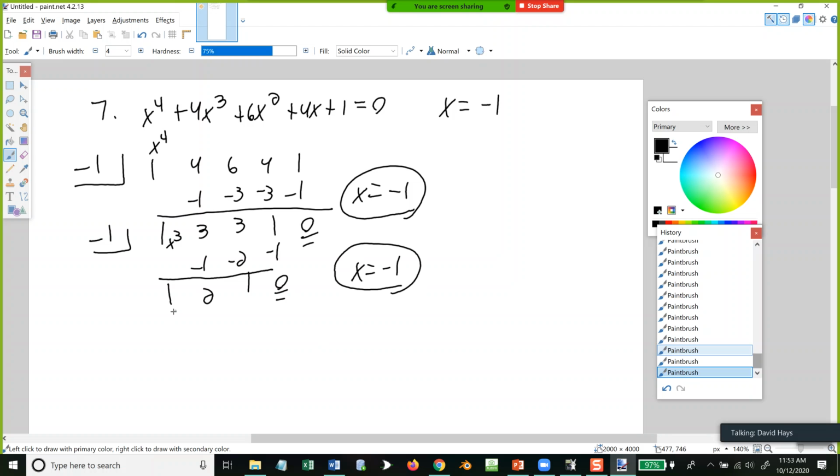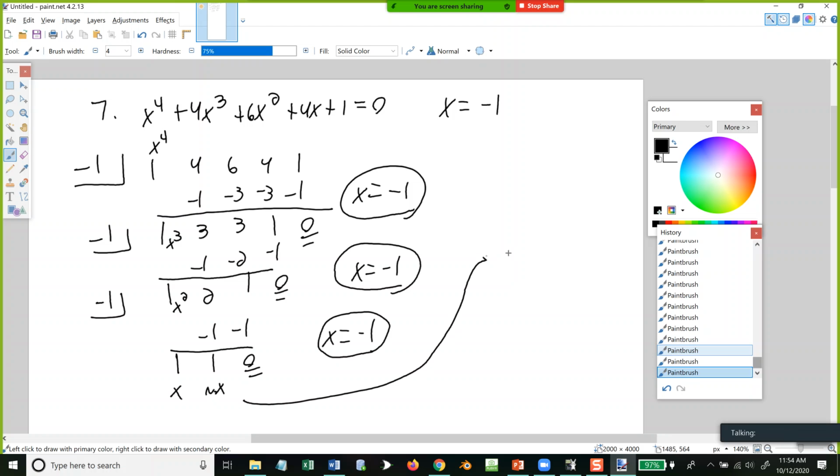We're now down to x squared. Now there's nothing saying that the answer is not going to be -1 the third time. So let's try it. So add, multiply, add, multiply, add. We get another 0, which means our third answer is -1. And now we're down to x and no x. So x plus 1 equals 0, and solve for x, and we get x equals -1.